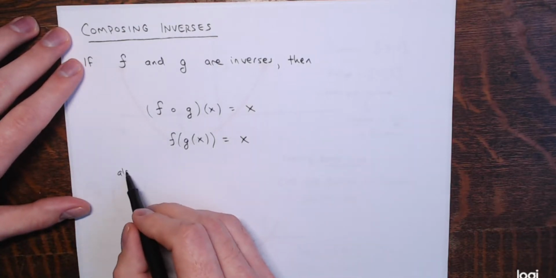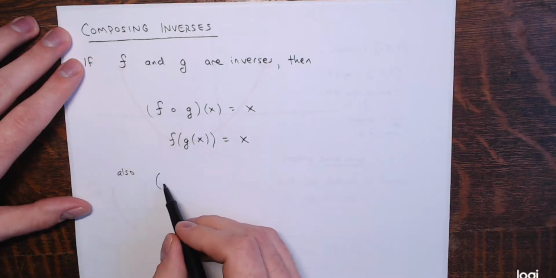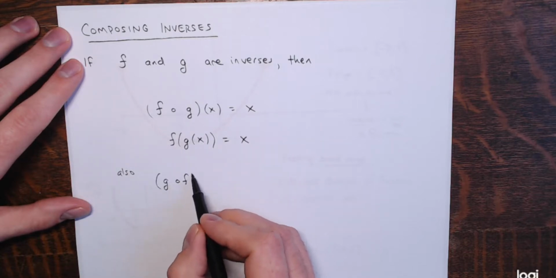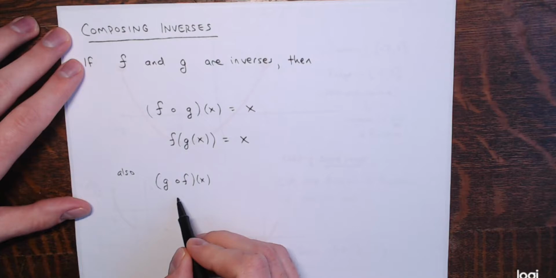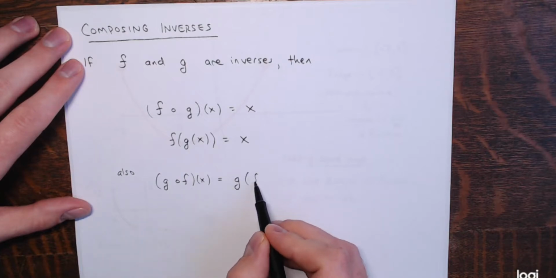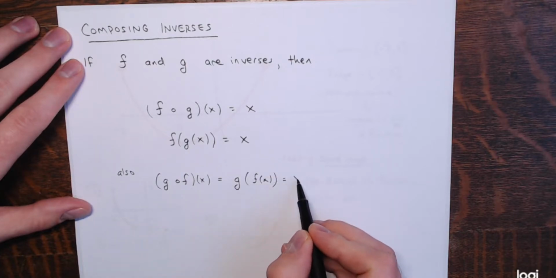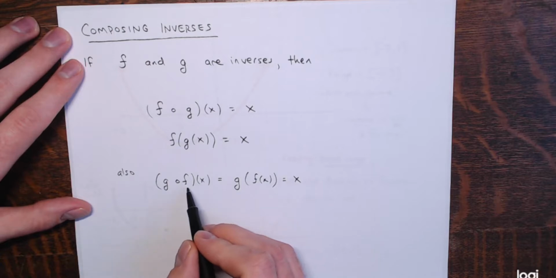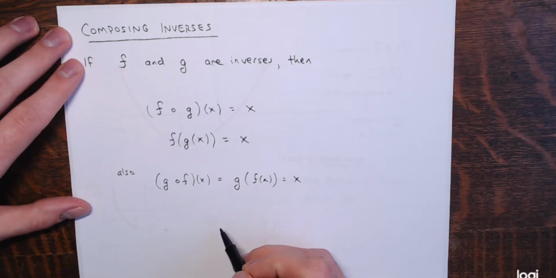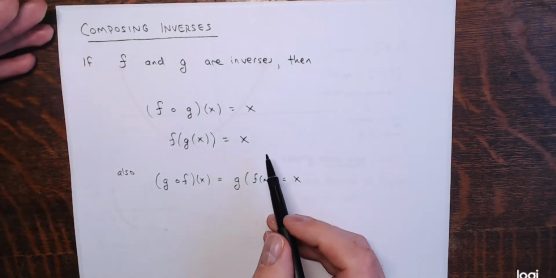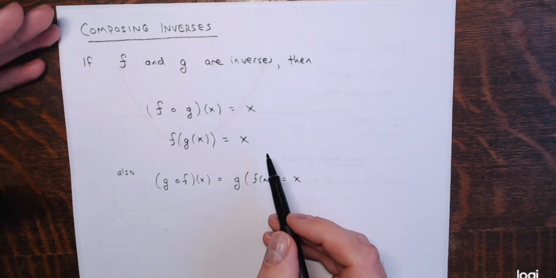Also, the other order would work too, and this is one of the few times that switching the order when you compose wouldn't matter. You get the same result. Right, and this is for all x in the domain of f. But basically, inverses undo one another. Remember, they're reverse mappings.